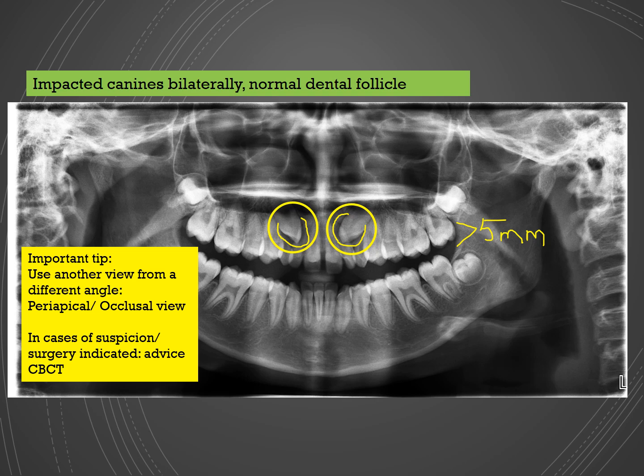It's an important tip when you are looking at an image like this and you are unsure, is to use another view from a different angle. Perhaps already have taken a periapical or an occlusal view, and if you're still in doubt or in suspicion, you could then take a CBCT if the teeth are indicated for surgery.